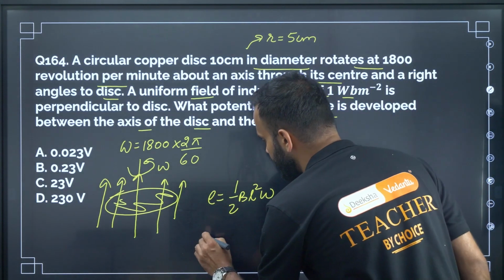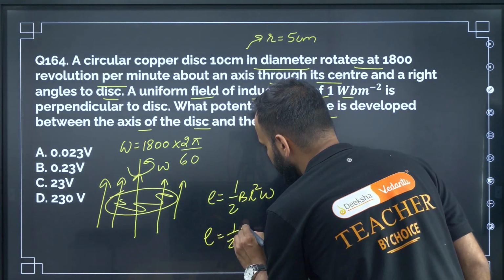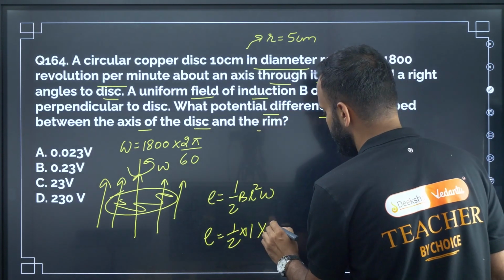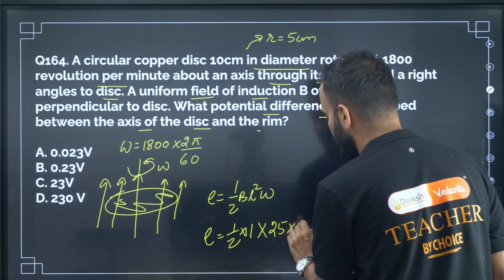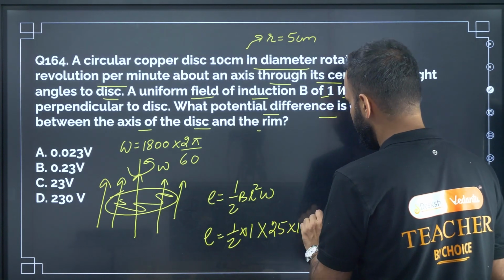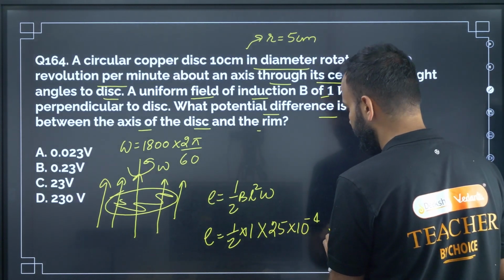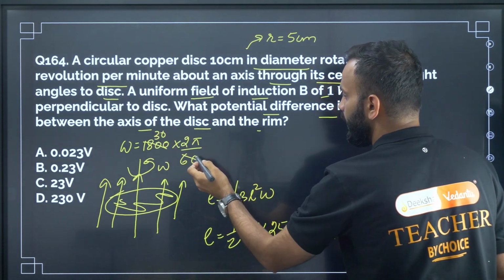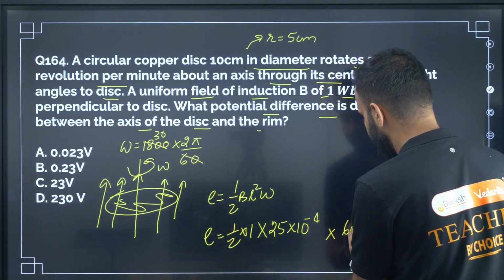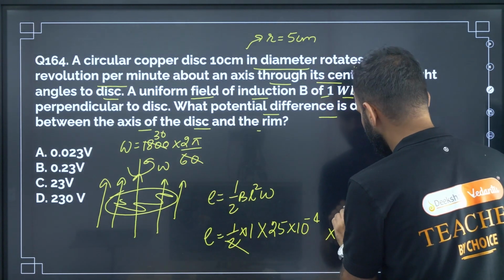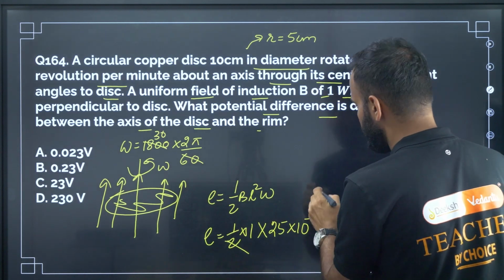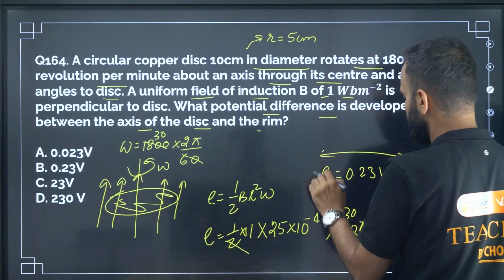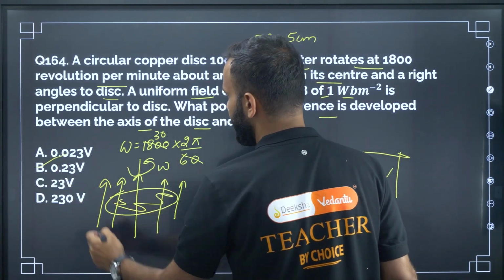Now E is equal to half B. B is 1 Weber per meter square. L square is 5 centimeter square, that is 25 into 10 to the power minus 4, into omega. Omega is here 30 into 2 pi, 60 pi. So this will be 30. Now solve this, you will get E equal to 0.23 volt. So the correct option is B.